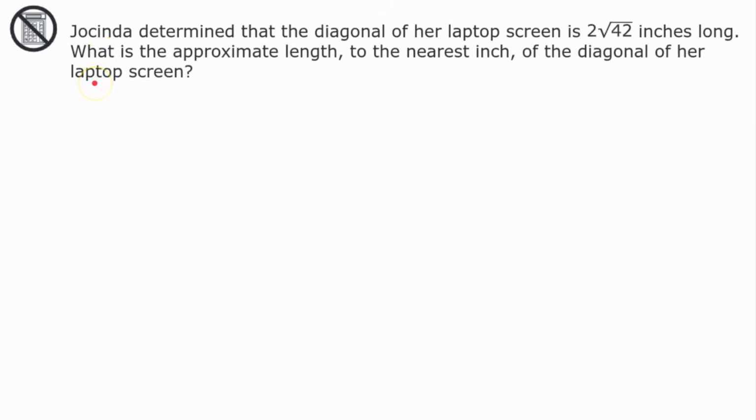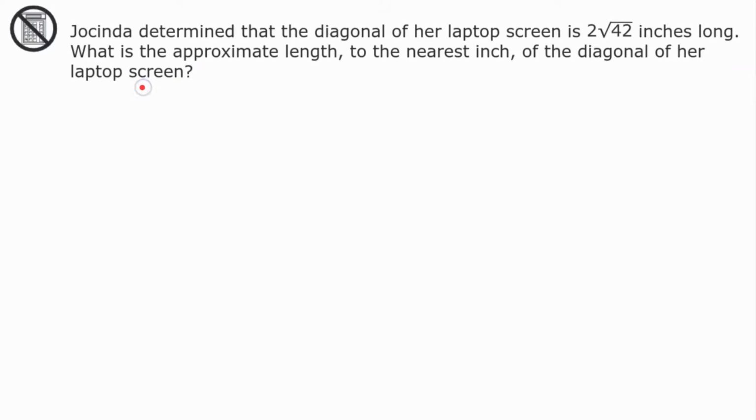Jacinda determined that the diagonal of her laptop screen is 2 square root of 42 inches long. What is the approximate length to the nearest inch of the diagonal of her laptop screen? Your turn. Pause and come back when you're done.